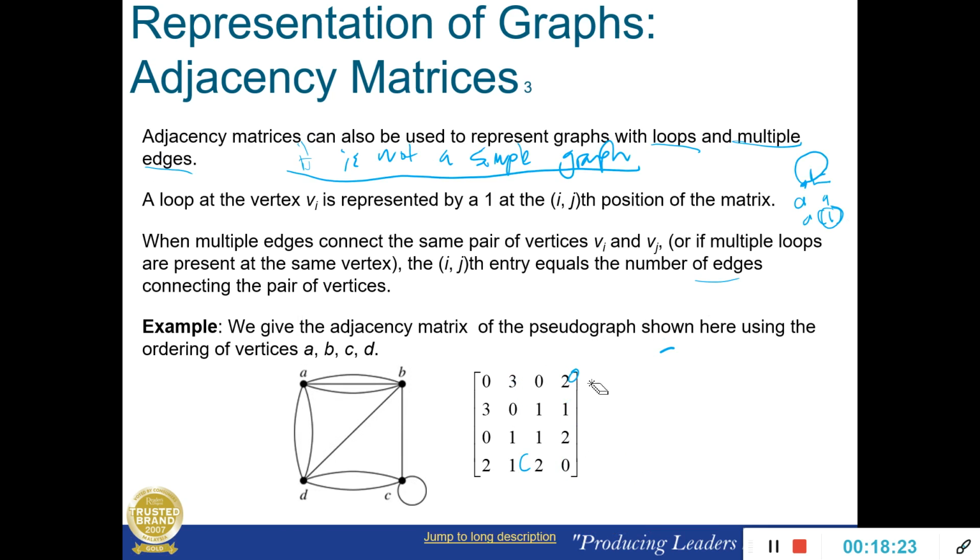Sorry again. Yeah, A, B, C, and D. So A to A, you have 0. A to B, you have 3 edges, and so on. A to D, you have 2 edges. So you just fill in. Pretty straightforward. A pseudograph, not a simple graph.